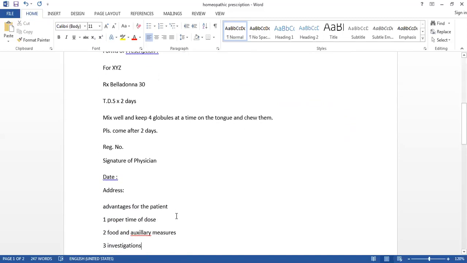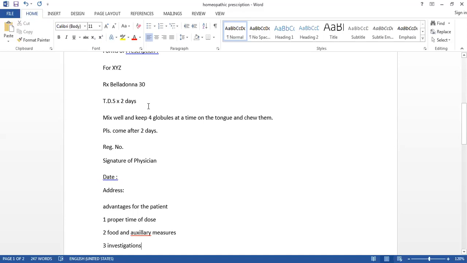So in this prescription, the name comes there, age comes there, address comes there, gender comes there; that is the superscription. Second, here is Belladonna 30, that is the name of the medicine and potency. How to give: TDS for 2 days, so 3 times a day for 2 days.